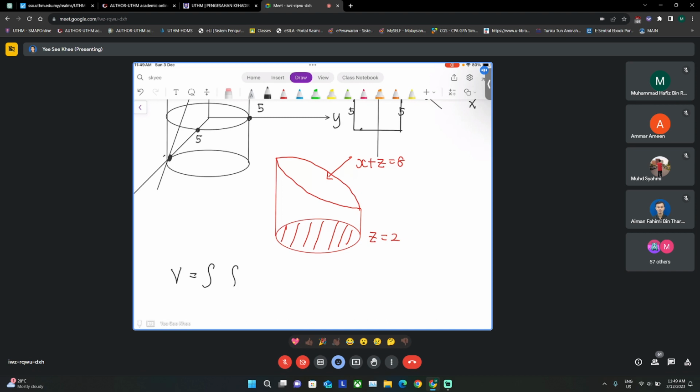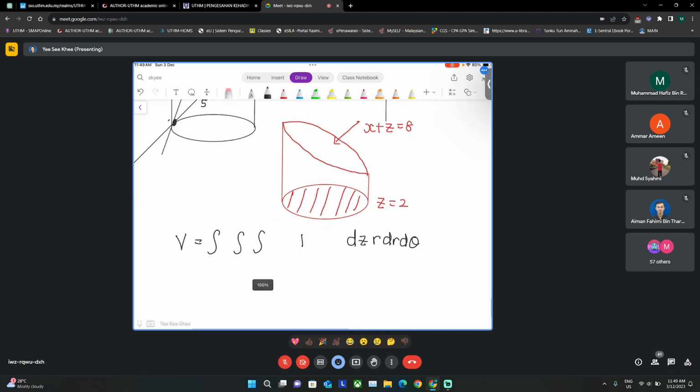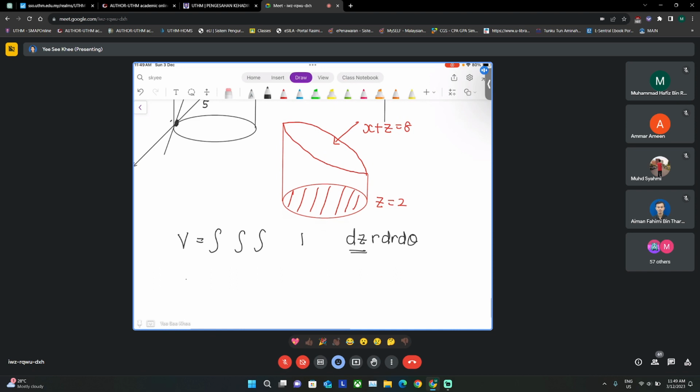Okay, so it is using triple integrals. Here will be 1, dz, r, dr, and d theta, because you're going to solve using cylindrical coordinates. Now the first is the dz. Define the interval of the dz. Remember I told you, when you find the interval for the dz, you have to assume yourself is sitting inside this cylinder.